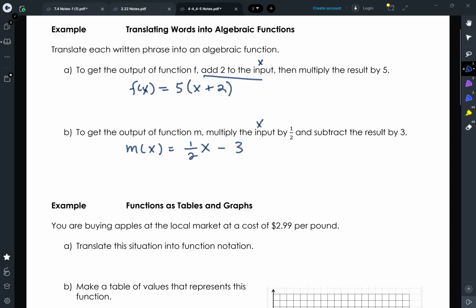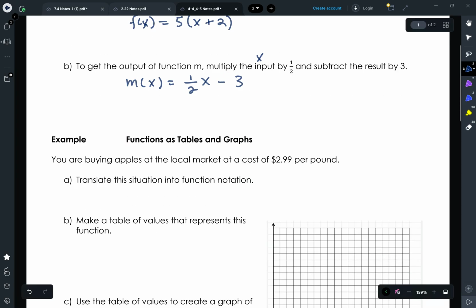So I have to decide if I want to take this entire thing and subtract 3, do I need parentheses? And I don't, because order of operations is going to have me multiply first. So I do not need to write my parentheses. I could just write 1/2 x minus 3.